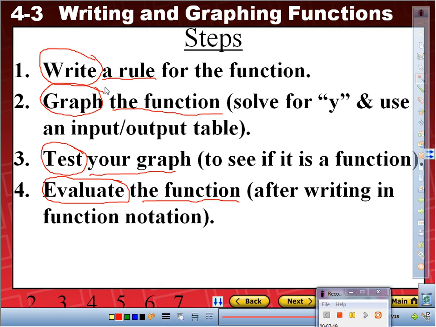Step 1, write your rule. Step 2, graph your function. Step 3, test your graph. Step 4, evaluate your function. Step 1, write a rule. Step 2, graph the function. Step 3, test your graph. Step 4, evaluate your function. Tell your neighbor the steps, please.